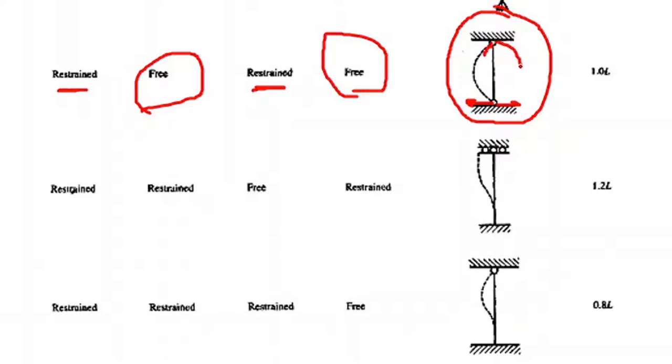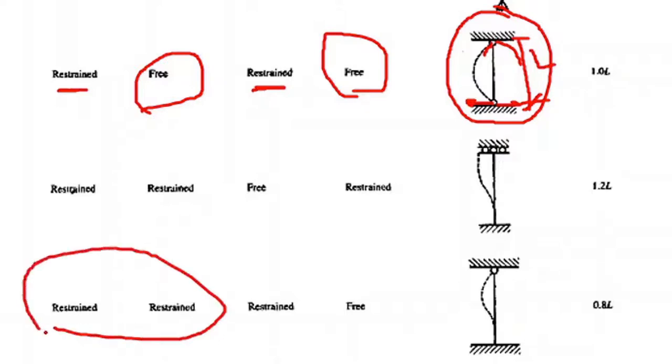It is not allowed to move this way, but it is allowed to rotate at both the ends. So if you apply the load, then this point will rotate, either this way or this way. So that is the rotation. So if translation is restrained and rotation is allowed, then it is called a pinned end. If both the ends are pinned, then effective length is equal to total length, or 1 times the total length. Then another very common example is one end is fixed, both are restrained, and the other end is pinned because only rotation is allowed, translation is restrained, then it is a pinned end. So one end is fixed, other end is pinned, then its effective length is 0.8 times the total length.